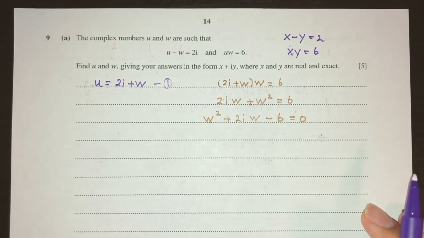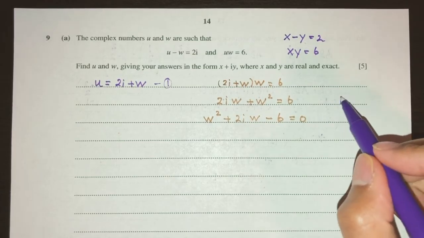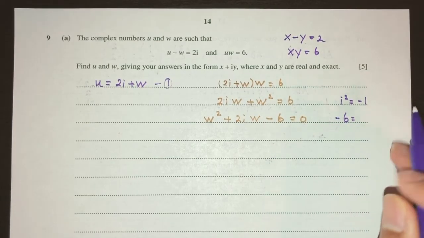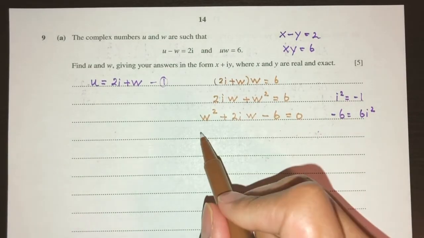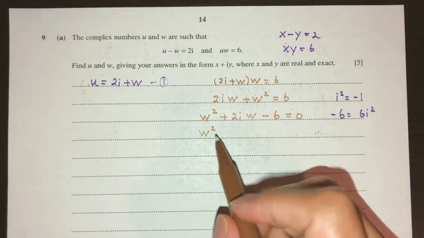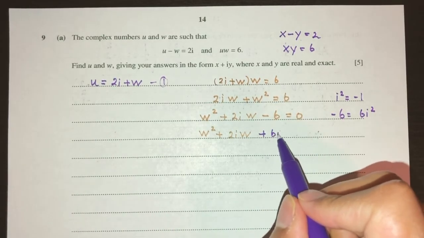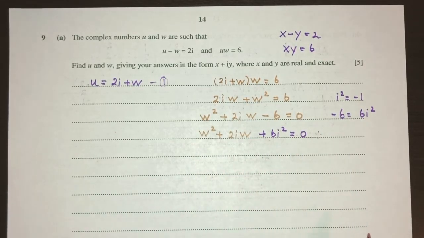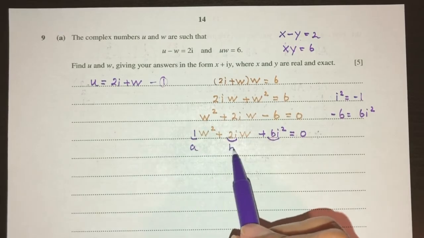So what can we do now? So observe. So because we have minus 6 here, what else can we do about this? So if you guys know, i square is equal to minus 1. So we can write minus 6 as 6i square, right? So let's do that in this question. w square plus 2iw minus 6 becomes plus 6i square. Okay, now we can solve this equation. This is like a quadratic equation. If you observe, this is 1, this is 2, and this is the value of c. This is a, b, and c.